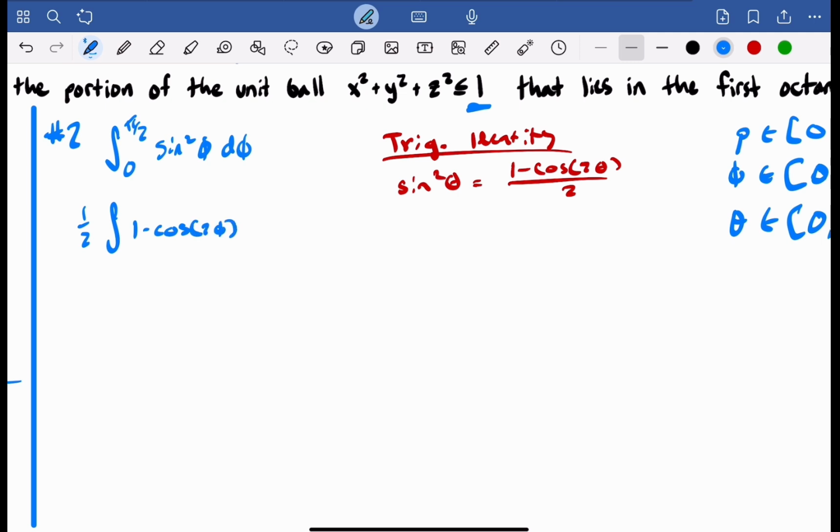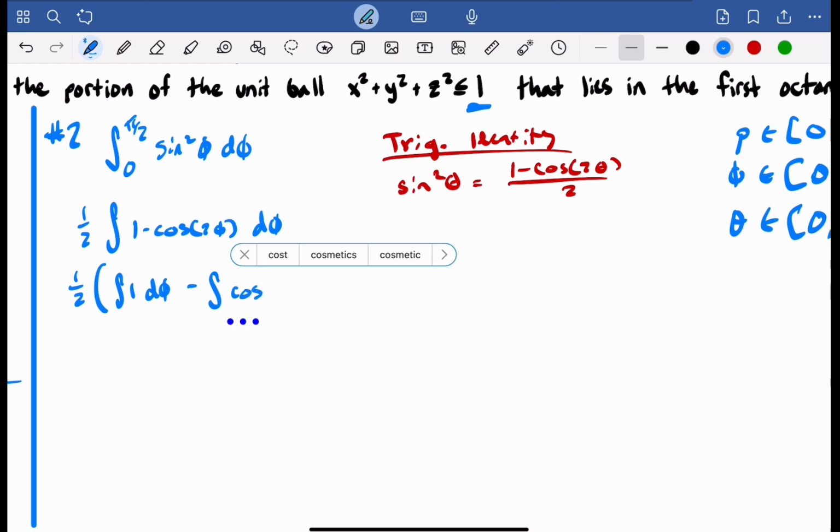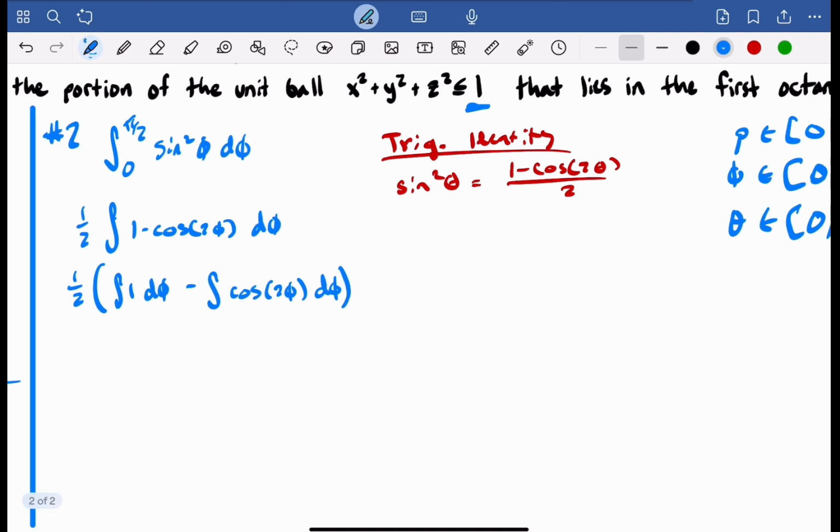Now we're gonna split this integral into 2, so we're going to have half, and we're going to have 1 d phi, and then we're going to have minus integral of cosine 2 phi d phi. And through this solution, we can find a, plug in pi over 2, we can simply do that for this one.